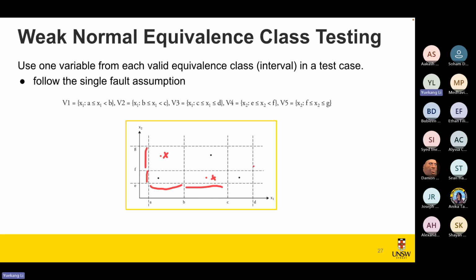So this is the design for the weak normal equivalence class testing. And as you can see, this depends on the very first choice. If we choose to put the first dot here, then things would be different, right? We can design the test cases differently. So that's why there are multiple different standard solutions for weak normal equivalence class testing.